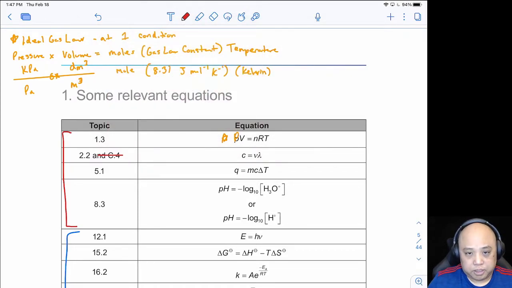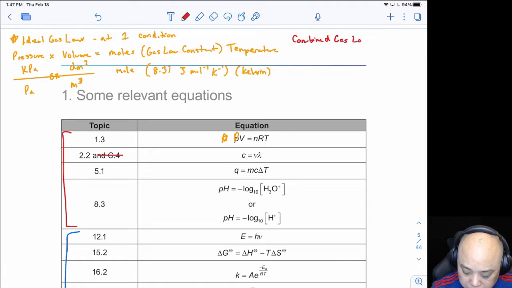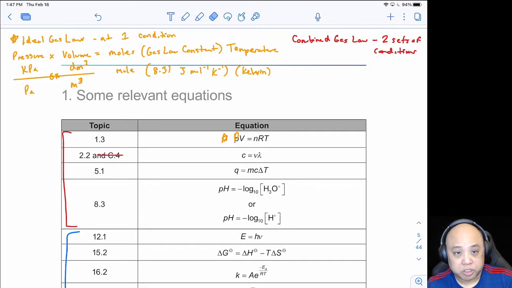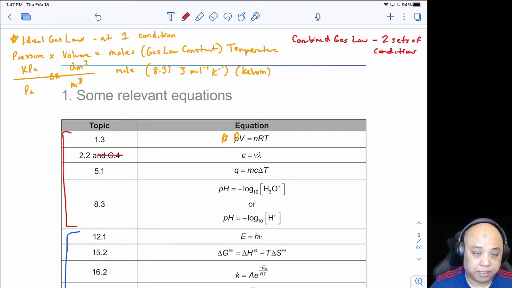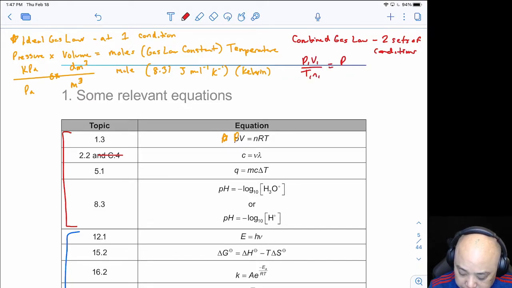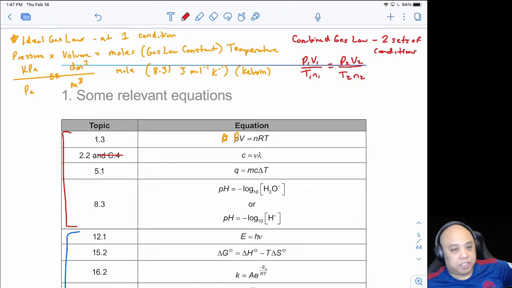The other equation that you might want to know, even though it's not provided to you in here, because the IB would argue that you don't necessarily have to know the equation to be able to solve it, is the combined gas law. The combined gas law is 2 sets of conditions where you're changing pressure or volume or temperature. And that one is P1V1 over T1N1 is equal to P2V2 over T2N2.